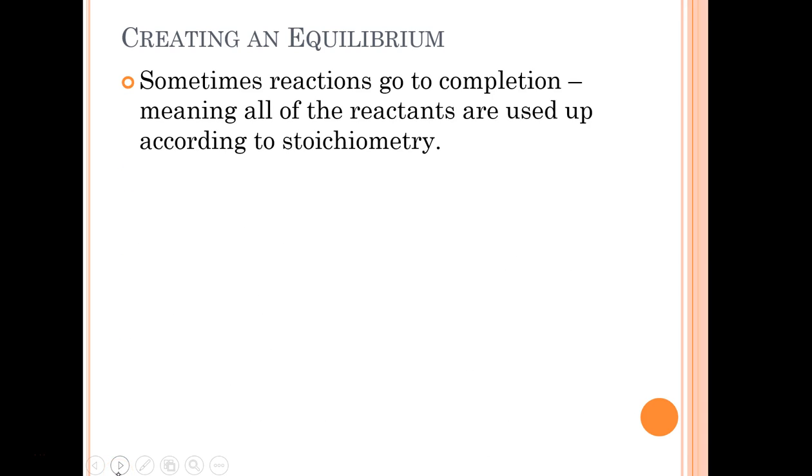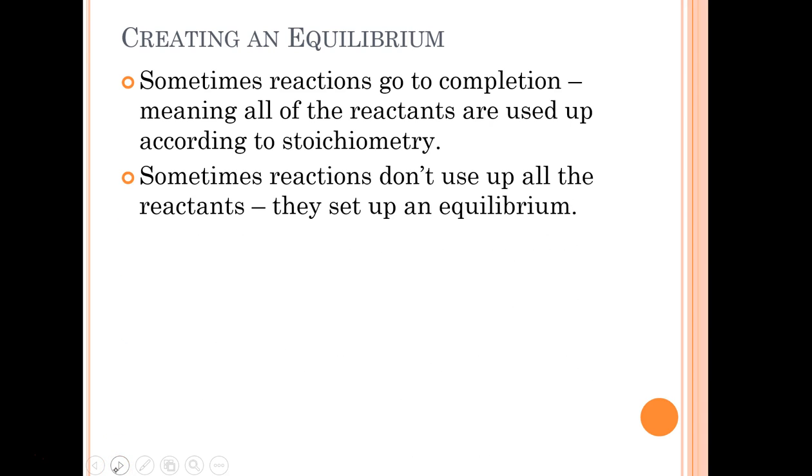Okay, so now we've talked about kinetics. We'll talk about what happens when you create something called an equilibrium. An equilibrium happens some of the time, not all the time, because some of the time reactions go entirely to completion, meaning all of your reactants are used up, and you get 100% products according to the stoichiometry. It all works out. And a lot of reactions work that way, but sometimes there are these weird ones where they don't use up all the reactants. It just kind of stalls, and they set up what's called an equilibrium.